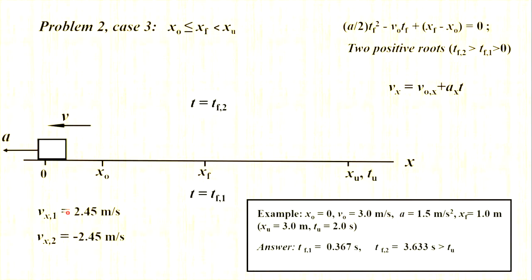So they are equal but have opposite signs because they point in opposite directions. We can illustrate this by this picture. So this is V1 and this is V2. Finally, let's discuss this problem from a mathematical point of view. If you solve the equation for TF and you have two positive roots, it means that the point of interest is between the initial point and the U-turn point.